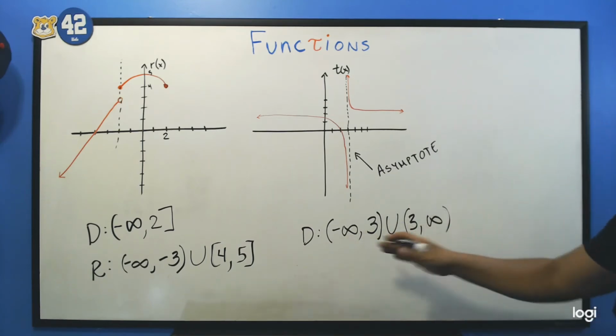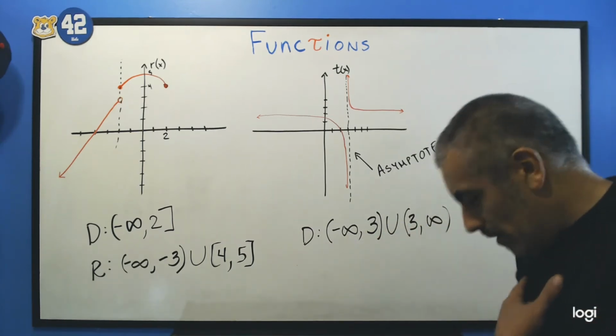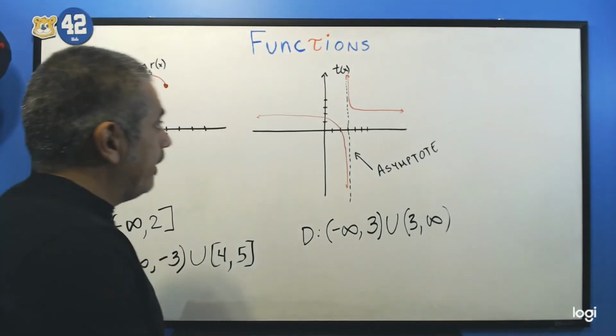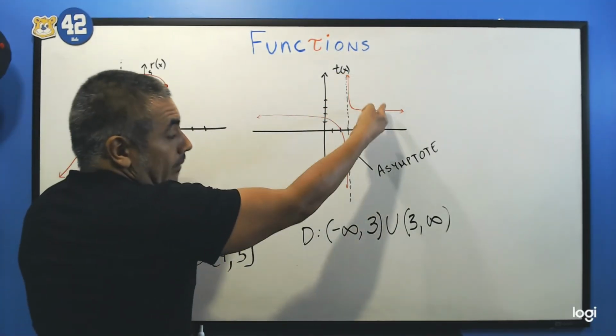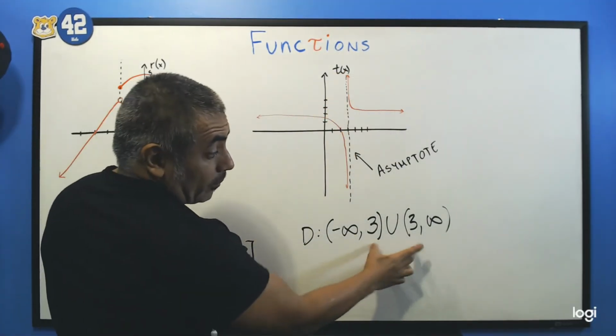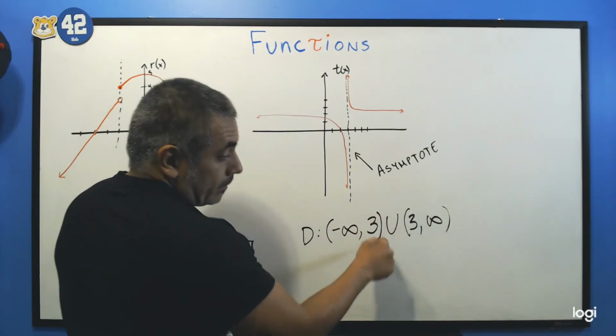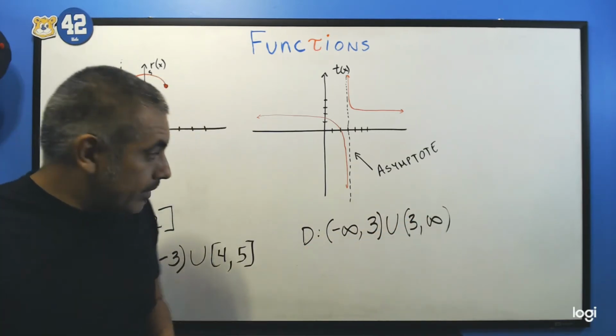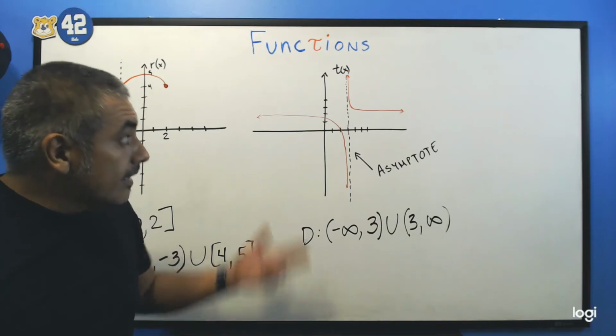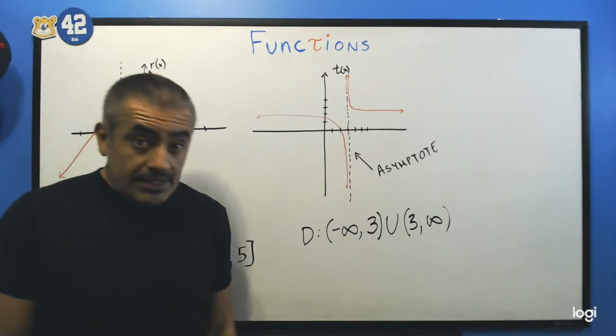A good way to remember this, and a good way that I usually remember this, is if my graph has a jump, then my domain is going to have a jump over. Have to jump over something, I guess. That's the way I visualize it. So that's the way that it makes sense to me.